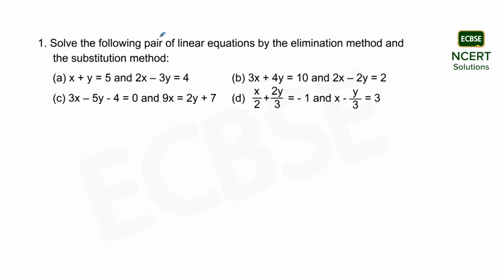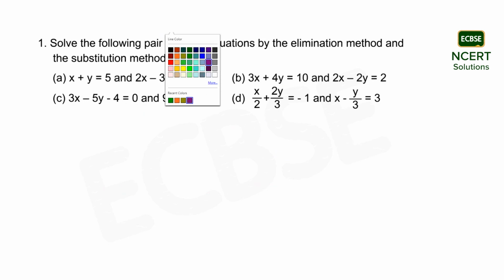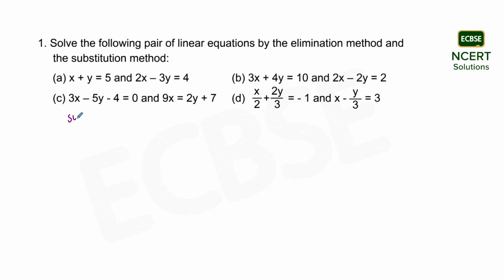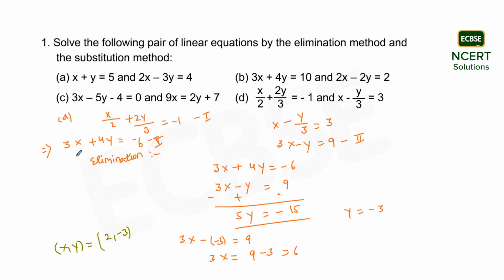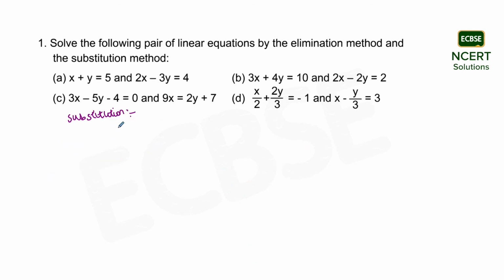Now the next step is to solve both these equations again by using the substitution method. Okay. So writing again the first and the second equation, we have got the first equation as 3x plus 4y is equal to minus 6, right? This is the first equation, and the second equation was 3x minus y is equal to 9. So this is the second equation.